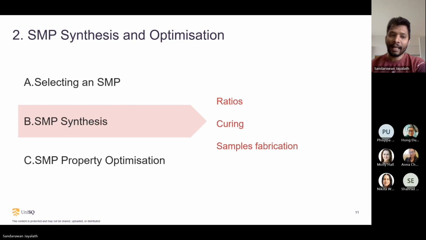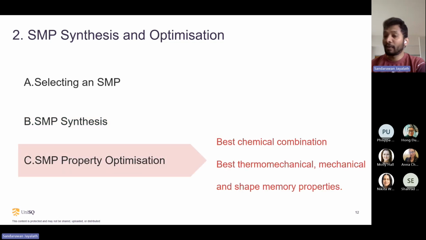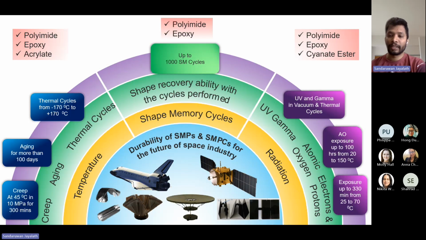Lastly, in shape memory property optimization, once the shape memory polymer is synthesized, we have to check what the best chemical combination is, which has the best properties thermomechanically, mechanically, and when it comes to the shape memory properties, which combination has the best properties. So we had to check that as well.